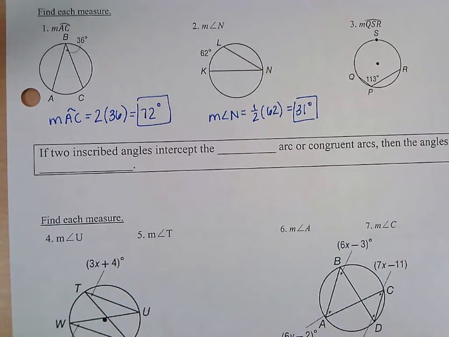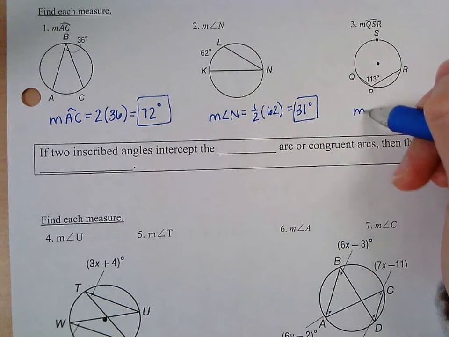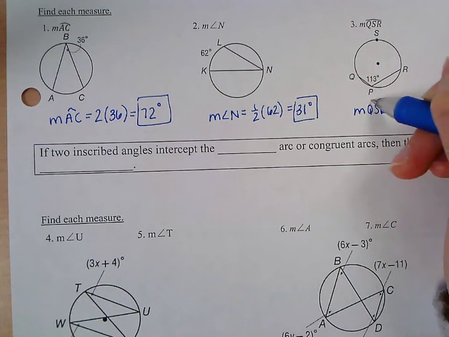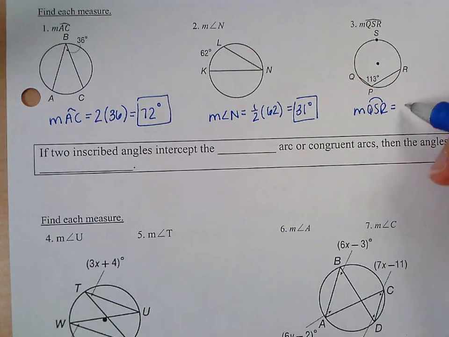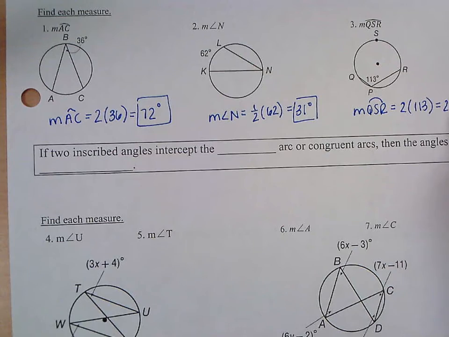Then in number 3, if we're looking for arc QSR, how would we find that based on what we're given? Are we going to be multiplying the 113 by 2 or dividing it in half? Multiplying it by 2. So it'd be 226 degrees.